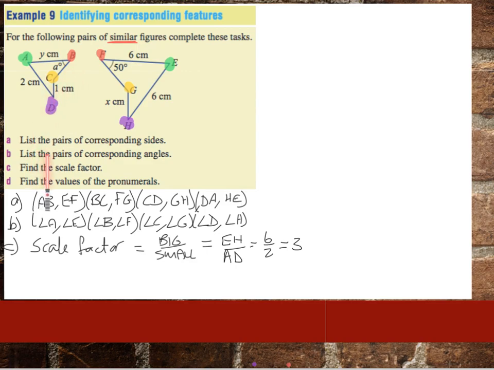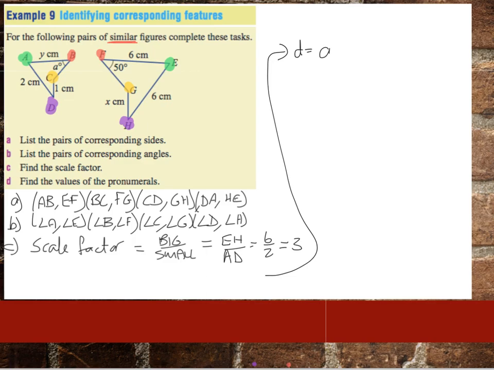Okay, so find the scale factor. We just did that. Now for the last question, I'm going to jump up to D so that we can do it properly. For D, they say find the values of the pronumerals. And now you just have to make sure that you find all of them. Now the smallest number is A, so I can say A equals 50.